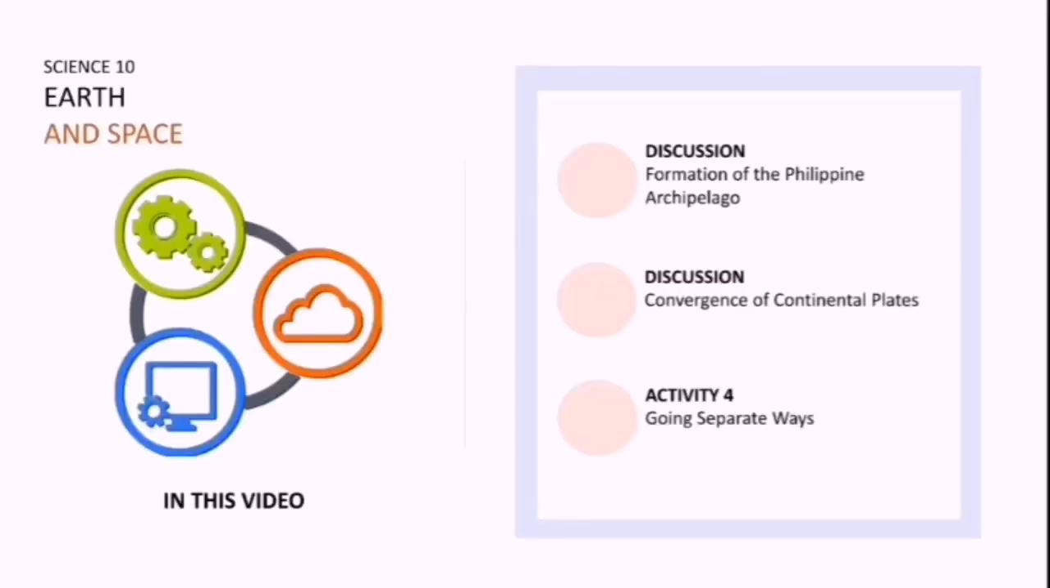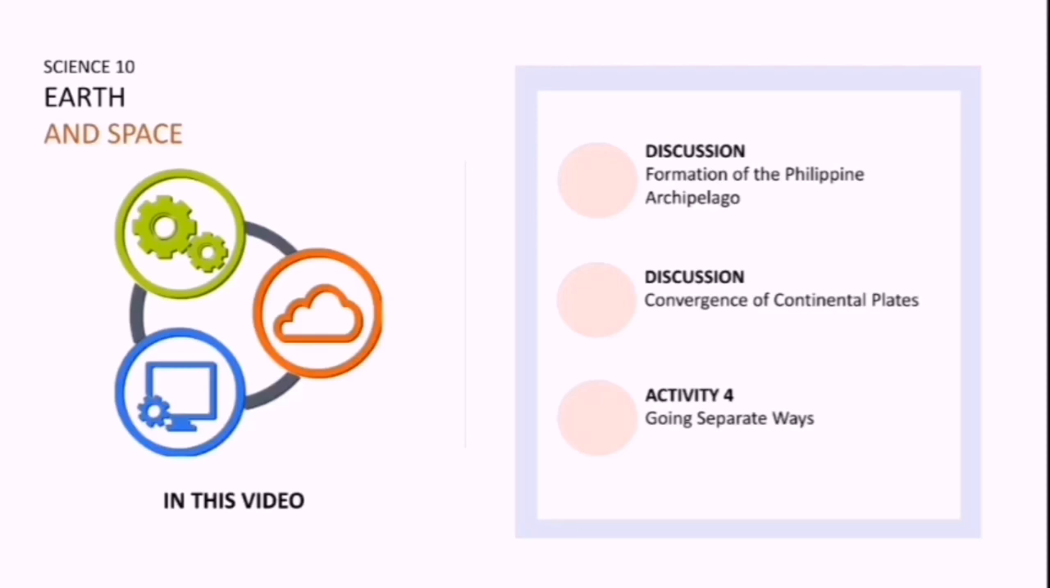So in your learner's module, you'll be using Unit 1, Module 1, pages 19 to 26. We're finally moving away from the first learning competency. So as usual in this video, we'll be having a three-part activity or session.